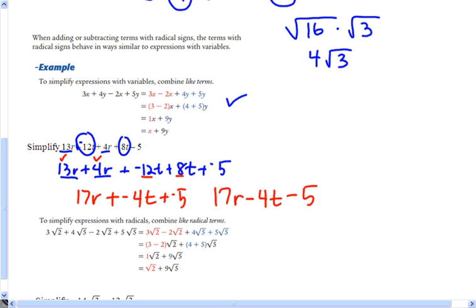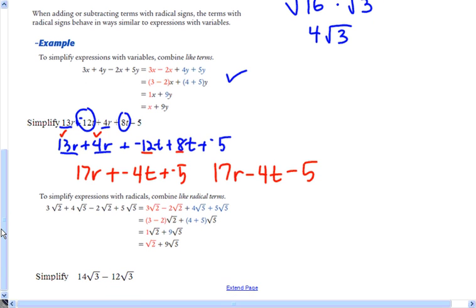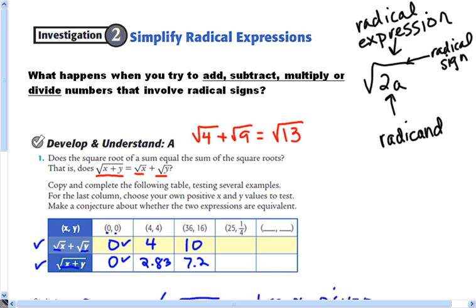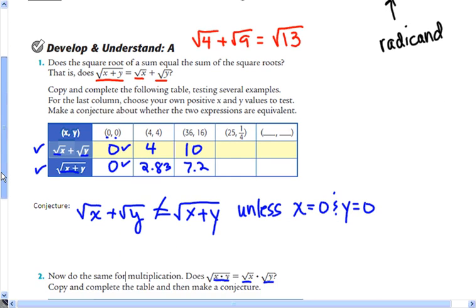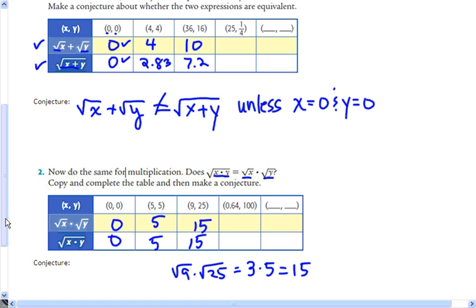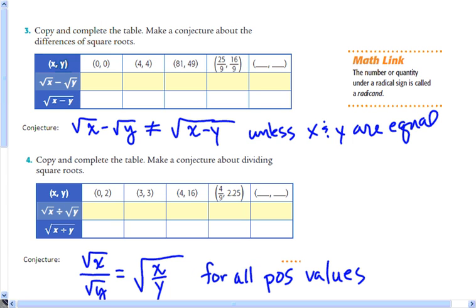When you have radical expressions where you're adding, you can do the same thing. As long as you have like terms, you can combine them. You might remember the little exercise we did at the very beginning of this lesson, where we were making conjectures. We found that you cannot add two radical expressions together just by combining the radicands. Likewise, you cannot do that with subtraction either. And that's this one here.